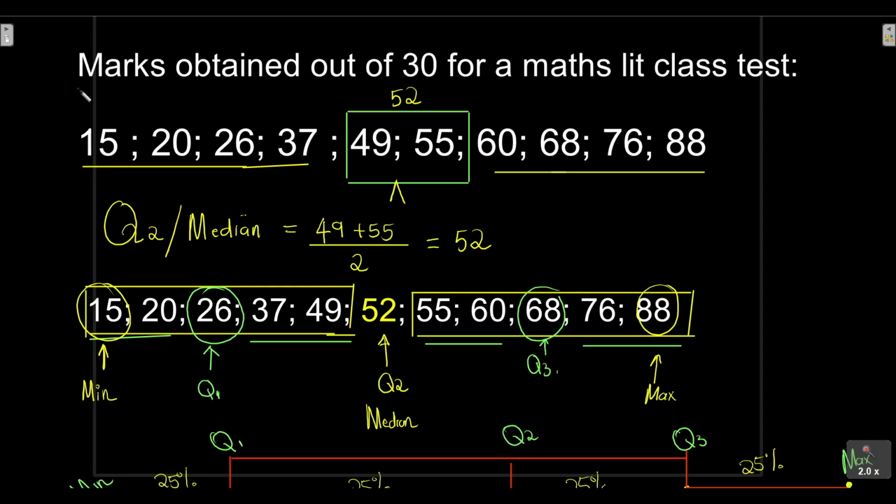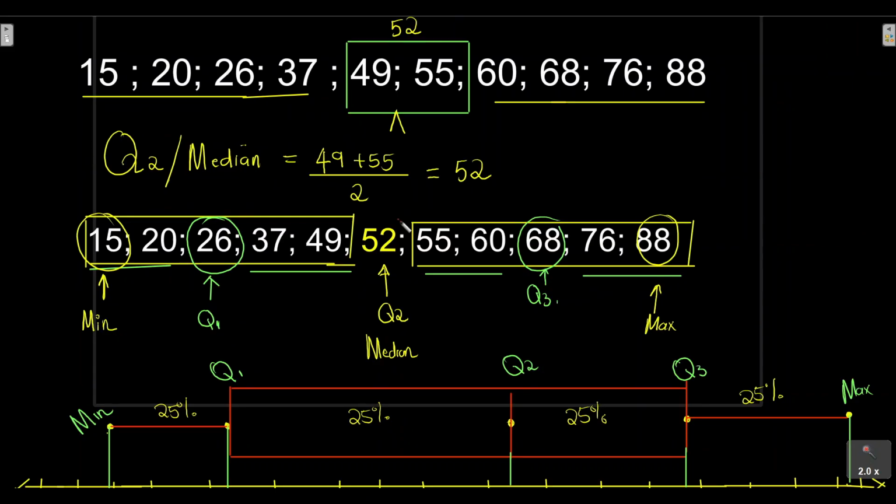Also, the most important part that I wanted to highlight: these are the marks obtained out of 30. I was also supposed to add that these were the percentages obtained for the marks out of 30 for a Maths Literacy class test, just so that there isn't confusion. Also, guys, just because we've added this 52 here, you don't now go and include that 52 when you're calculating the mean and things like that. This 52 is just for the purpose of finding your quartiles. That's why we've included it here, so that you guys are not confused.